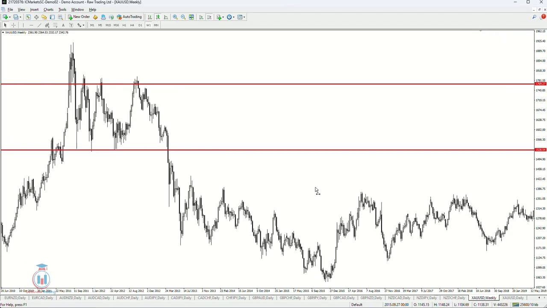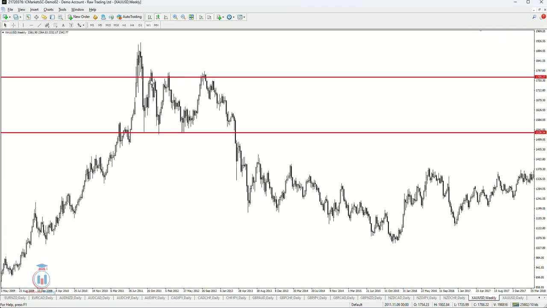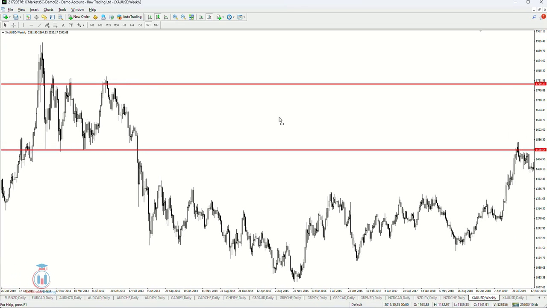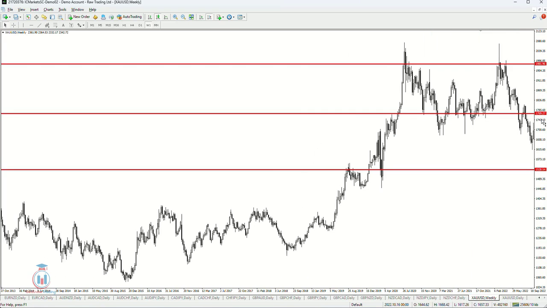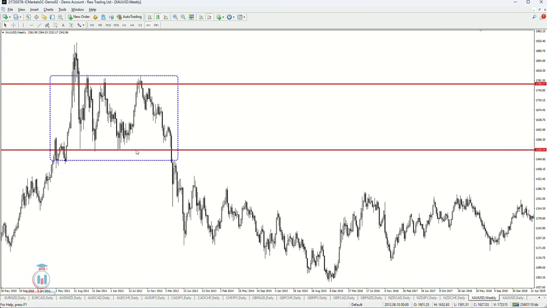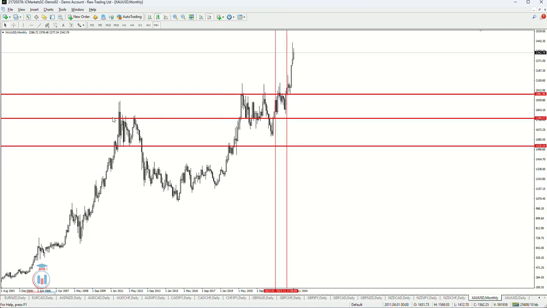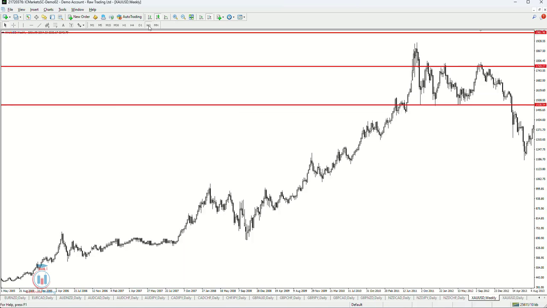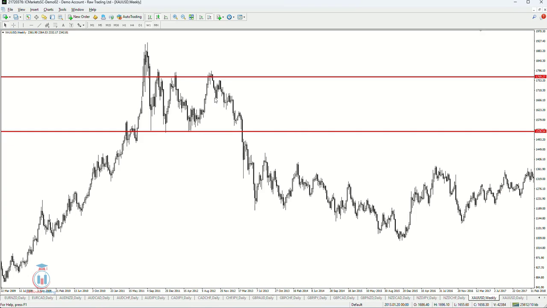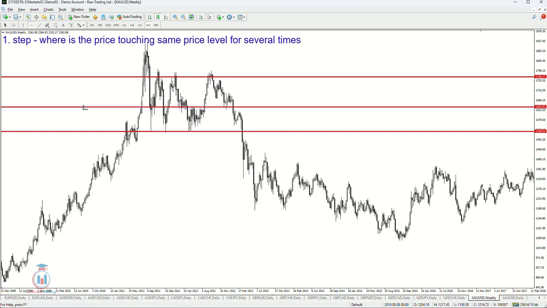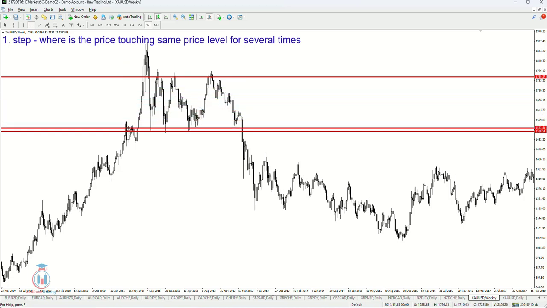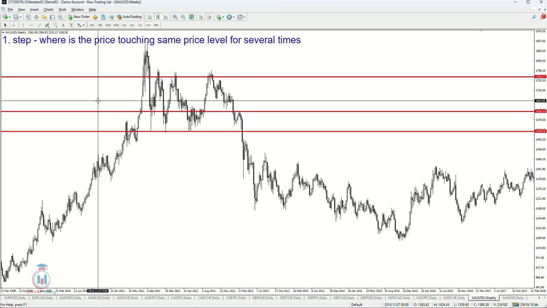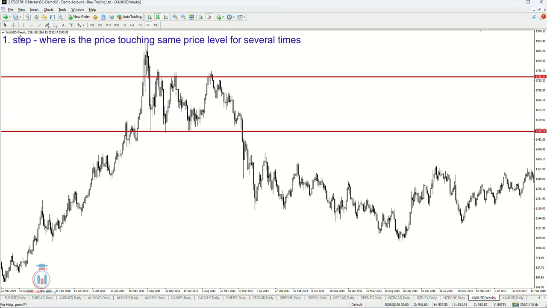So in the past, you can select which area you would like to cover first, and then you will see in the future how the support and resistance lines are following. Now let's start from this area here. Just for your information, this is the area that we are currently looking at, and this is the area right here. The first step is to define where the price is touching the same price level several times.